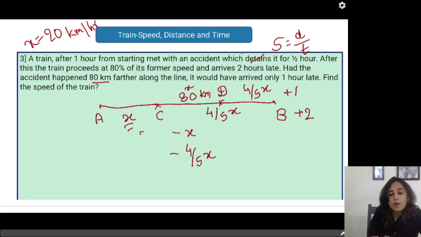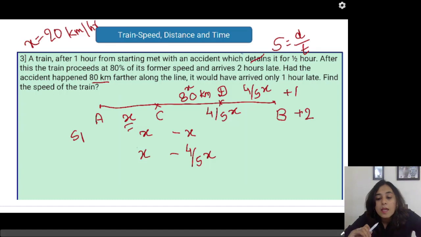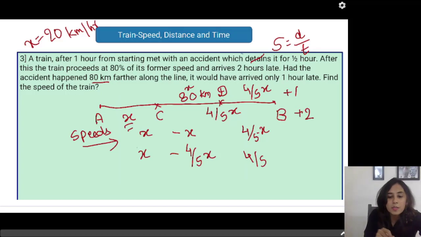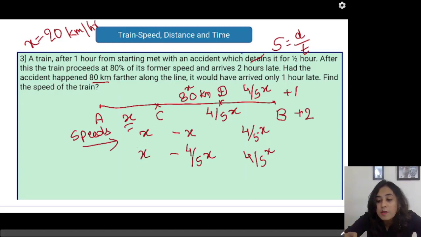In the first case, AC has got the same speed, which is x. So these we are talking about the speeds. Now, what is the speed of DB? In both the cases, in the first case when the accident has happened at point C, the train is covering DB distance also at 4/5 of x speed. And in the second situation, wherein the accident is happening at D, the train is still covering that distance at 4/5 of x. So in both the situations, I just have this particular distance of 80 kilometers where the speed of the train is different. And that is leading to a difference in the timings.